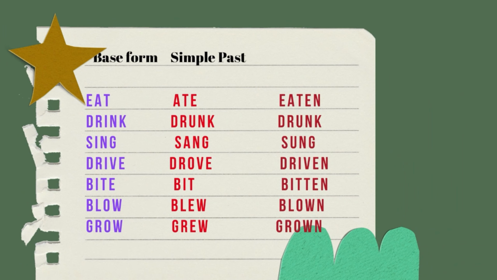Eat, ate, eaten. Drink, drank, drunk. Sing, sang, sung. Drive, drove, driven. Now you see, all the verbs, they are different. Now it's time to make some example sentences.